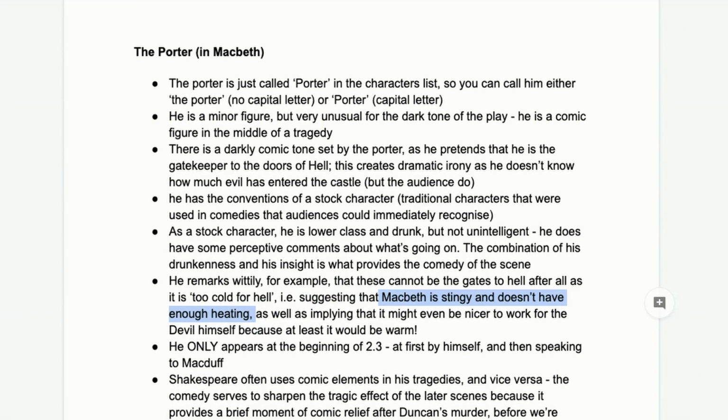So again, it's this dramatic irony where we know more than he does, and it's creating this comic effect.